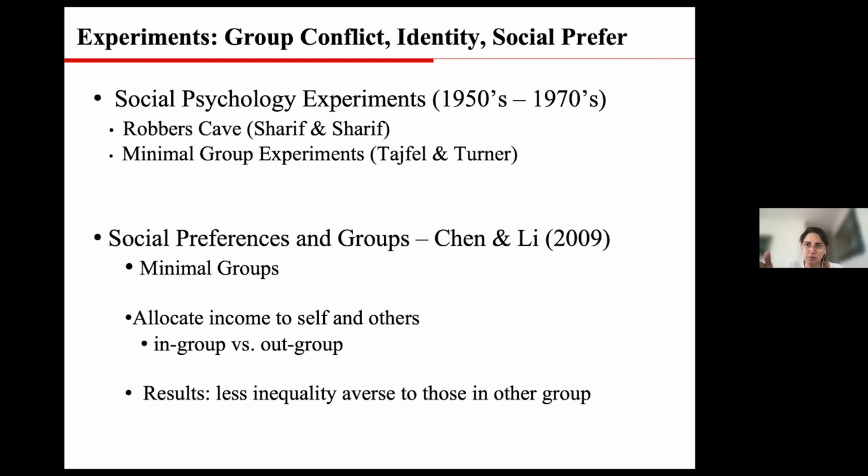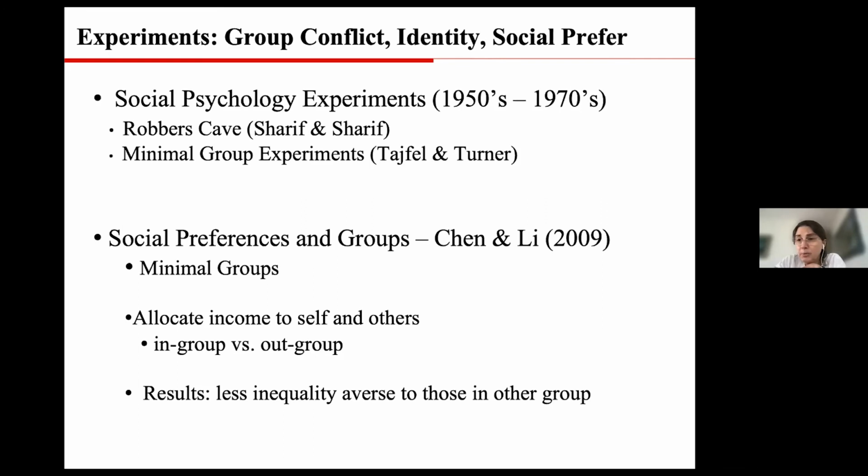So there's own group, other group, and you're inequality averse. Oh, I could just flip it. You're inequality averse to somebody who's not in your group, and you're more inequality averse to somebody who's in your group. So you're more sensitive to inequality for somebody who's in your group, but you're still sensitive to inequality, and you don't like it if somebody's out of your group. And that's the main result.